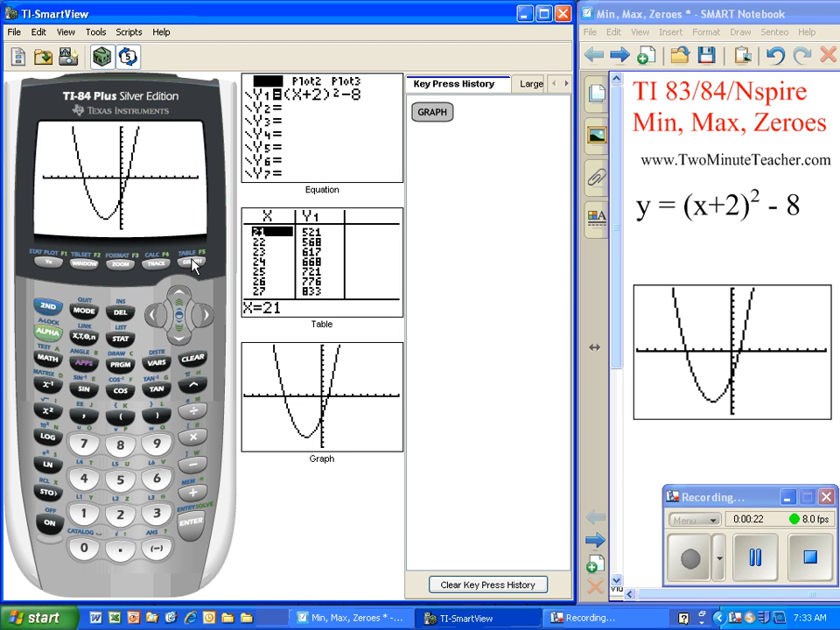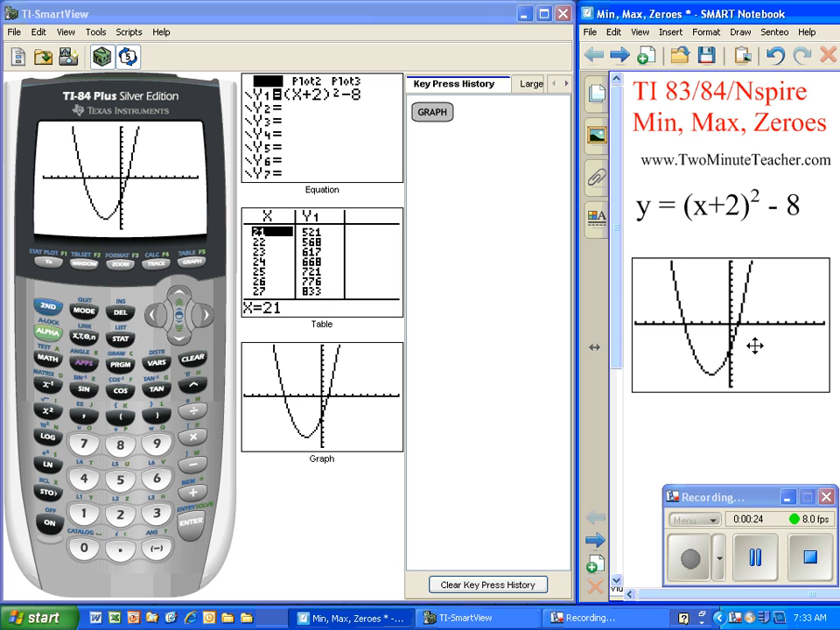Now, this is my graph. That is a parabola, and its minimum is the spot at the very bottom of the graph. Now, if the graph looked like this, it would have a maximum at the very top of the graph. But mine has a minimum. So to find exactly where that point is on the graph, we are going to use something called calc.